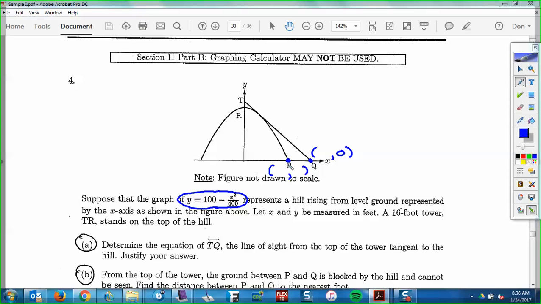When x is 0, right? Okay. What about this point right here? That's when x is 0. What's that? Okay, what about this point? This point's also 0 something. Okay. What about this point right here?